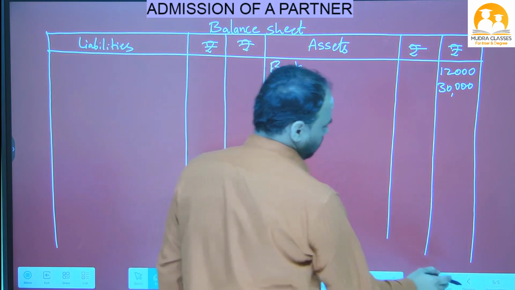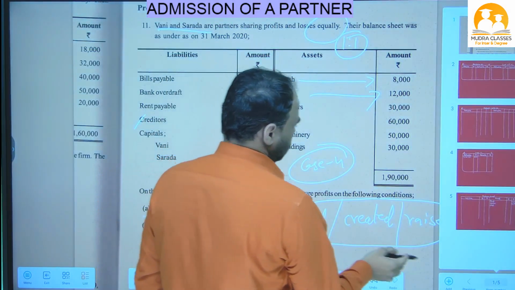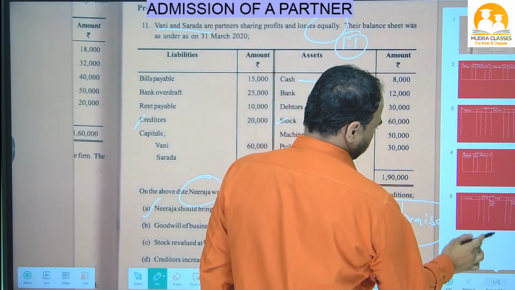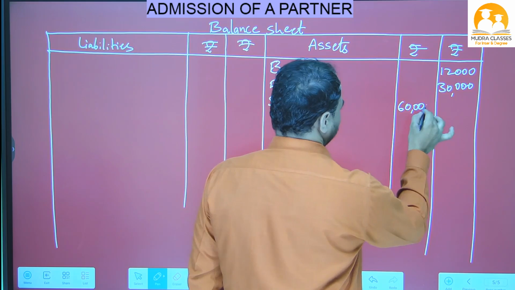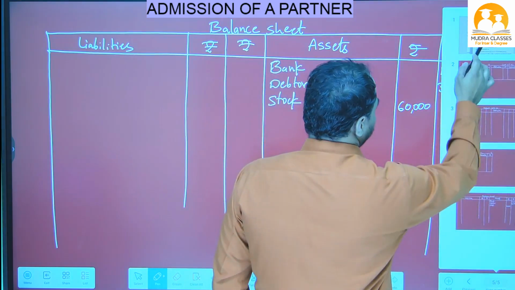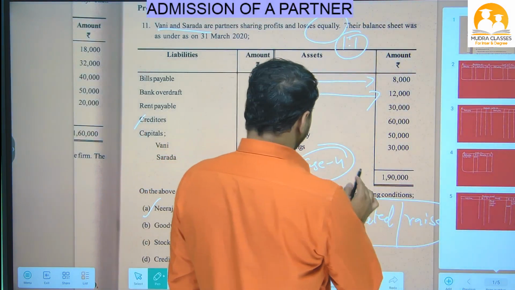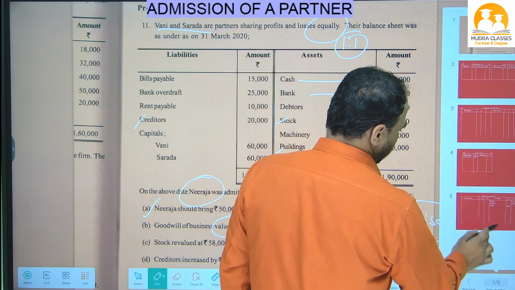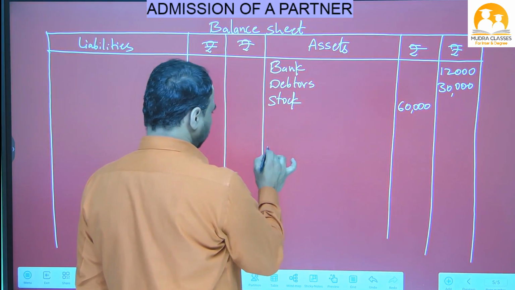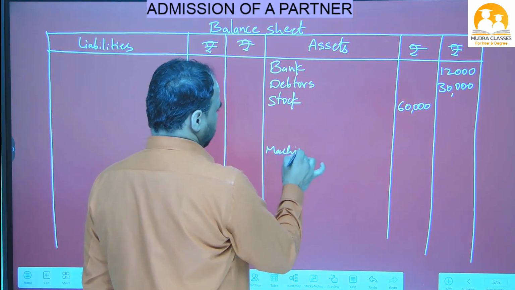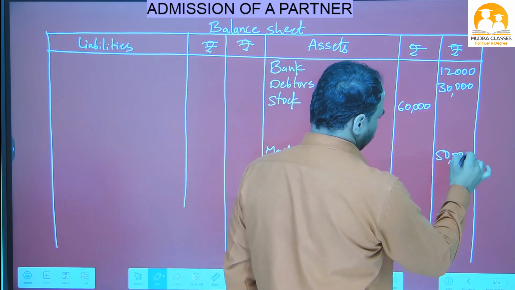Stock amount given is 60,000, I think. Stock 60,000, write in the inner column, because we have adjustment. Next, machinery given 50,000, no adjustment for machinery, so directly we write it on the balance sheet asset side outer column. So leave some place for stock. Machinery 50,000, directly outer column.